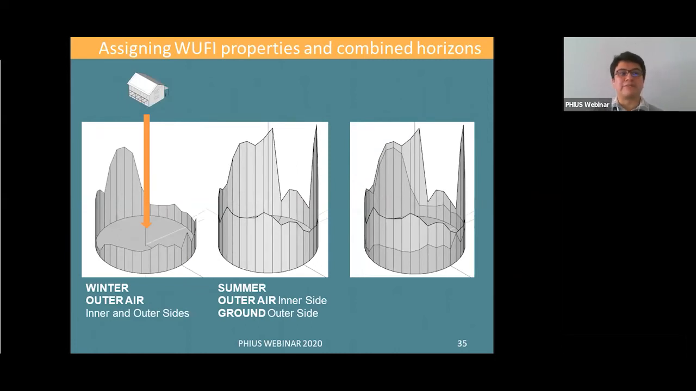We insert the geometry of our project into the horizon components to work with them in WUFI Passive. We need to assign properties for each one of these components in a particular way. In the winter horizon, inner and outer sides are assigned as outer air, while in the summer horizon, the inner side is assigned as outer air and the outer side is assigned as ground. Both horizons must be placed in the origin, as the project's geometry. And we can also see a video. In a video, we can see this in a more explanatory way.